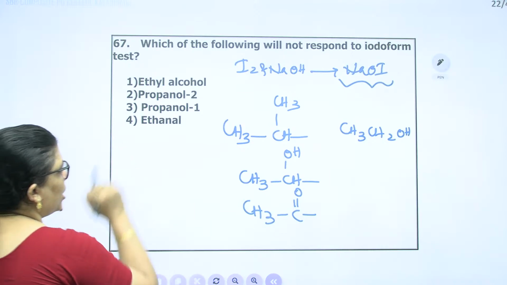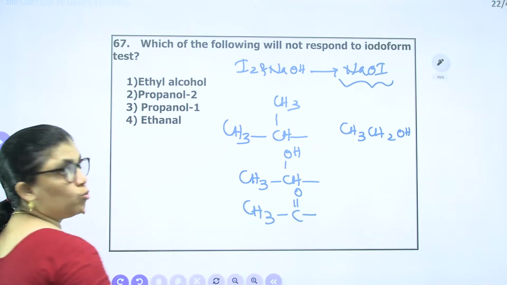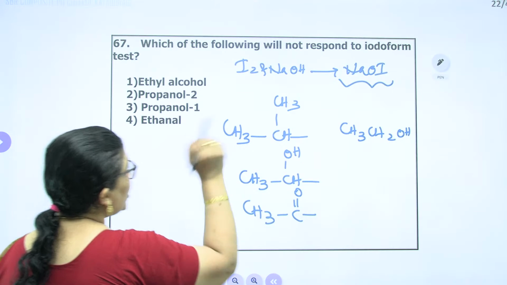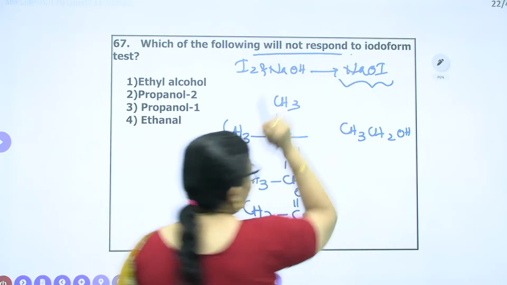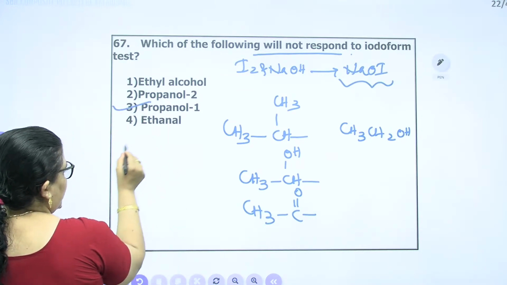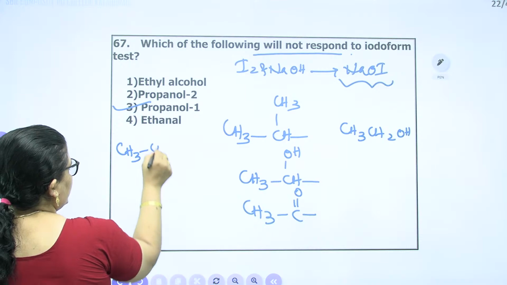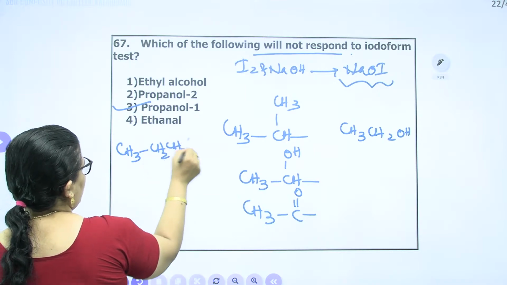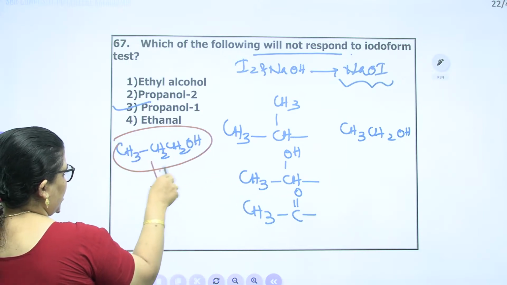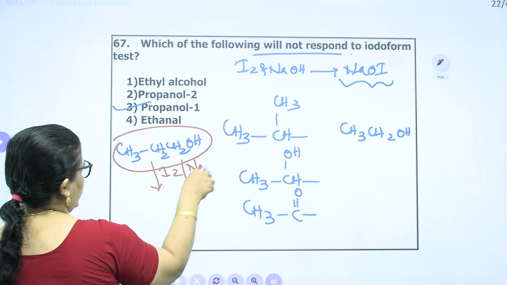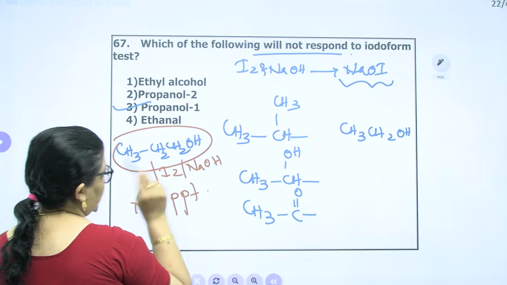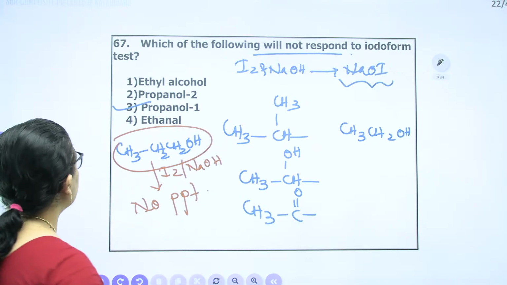Therefore, they gave ethyl alcohol, propan-2-ol, then further propanol and ethanol. The question is, which will not respond? The correct answer is the third option, because propan-1-ol, how are you going to write it, tell me? CH3CH2CH2OH. Correct? This will not give any precipitate with iodoform. I2 and NaOH, no precipitate.